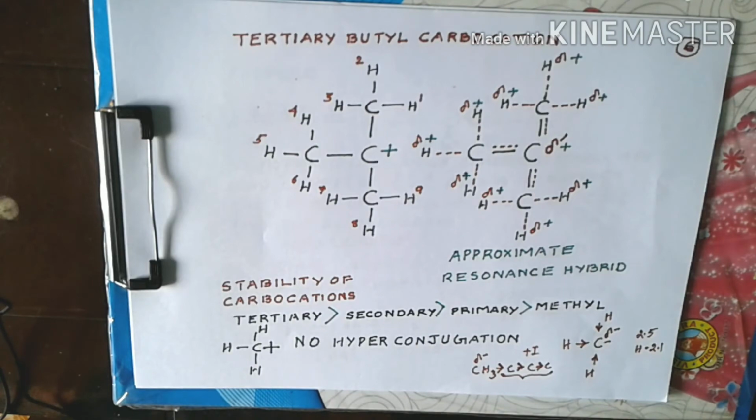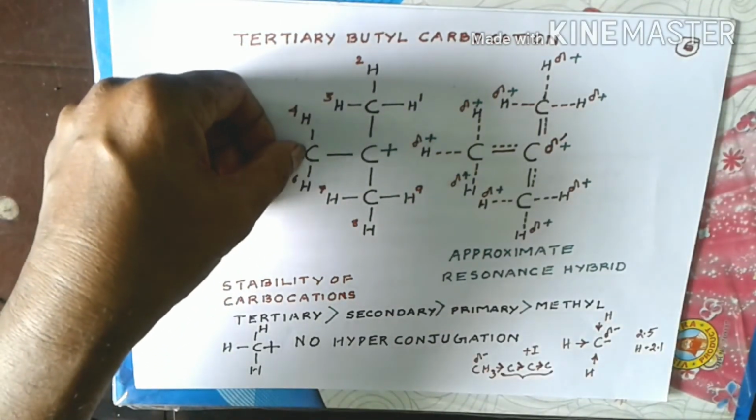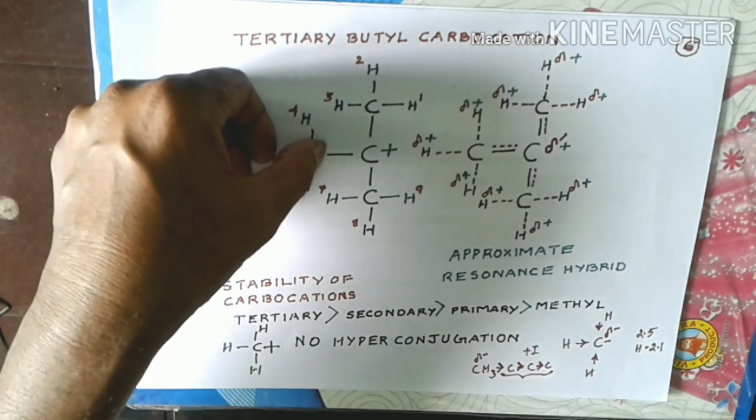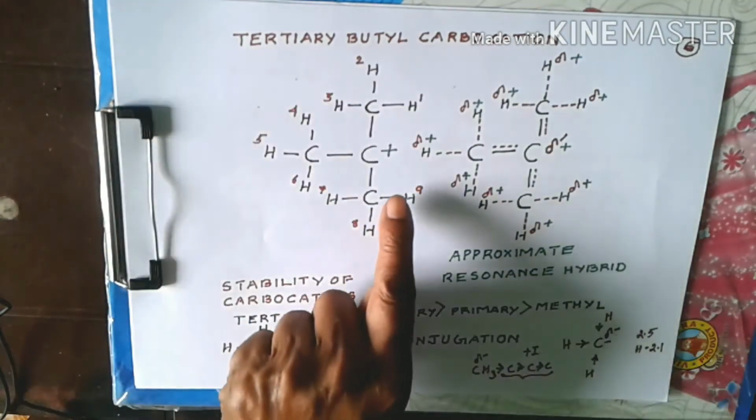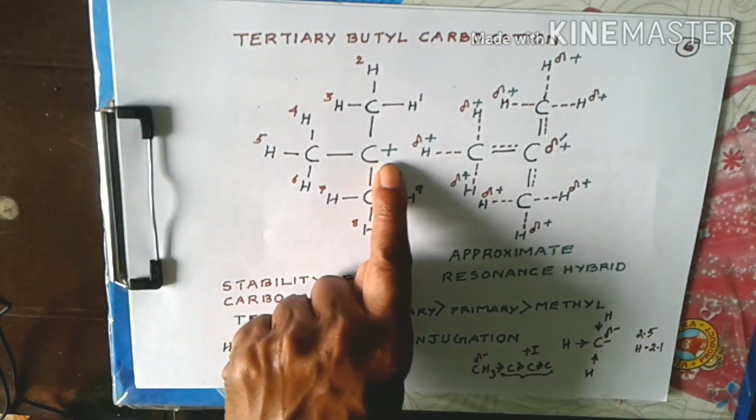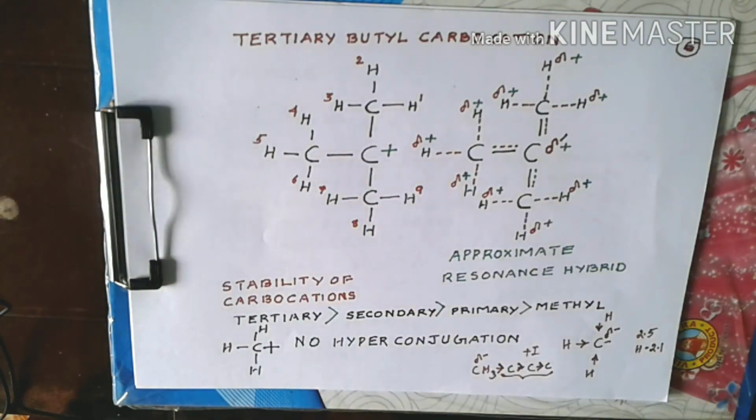So, due to the plus I effect, the inductive effect also, pushing of electron density towards this positive carbon can cause a decrease in this positive charge. When we compare the ethyl carbocation, we have one methyl group and one plus I effect. In the isopropyl carbocation, we have two methyl groups and so two plus I effects.